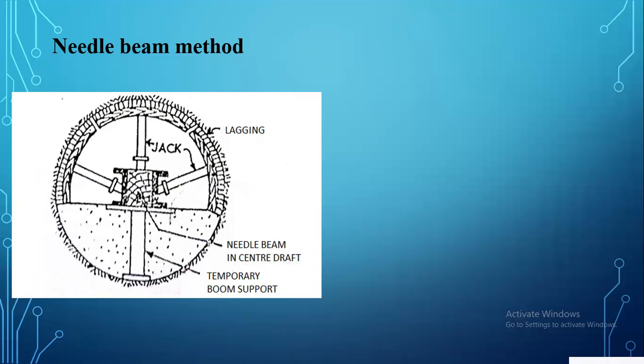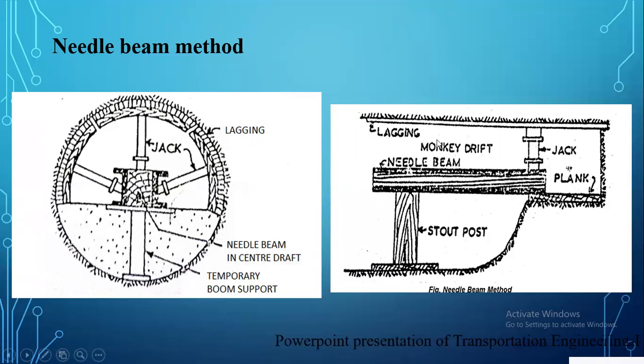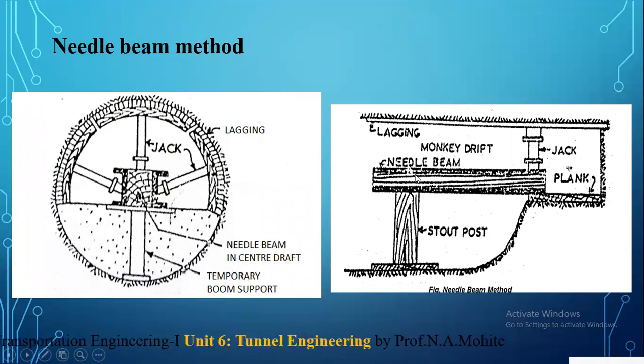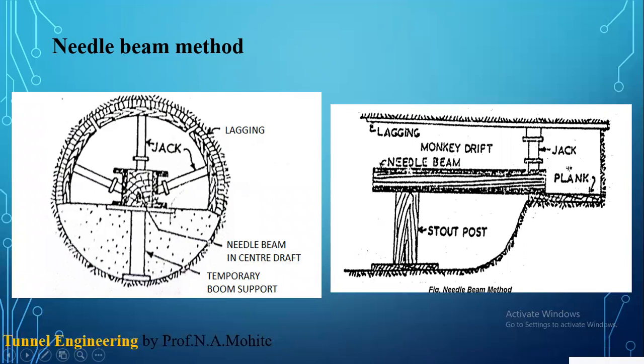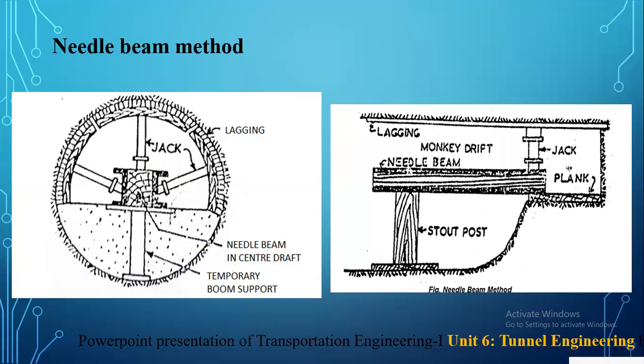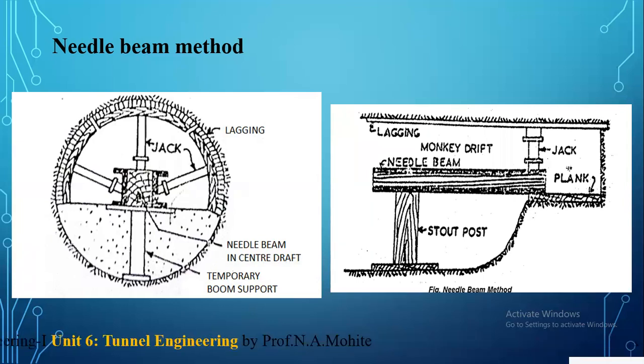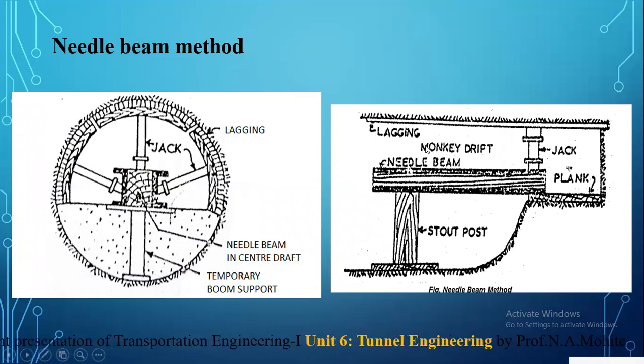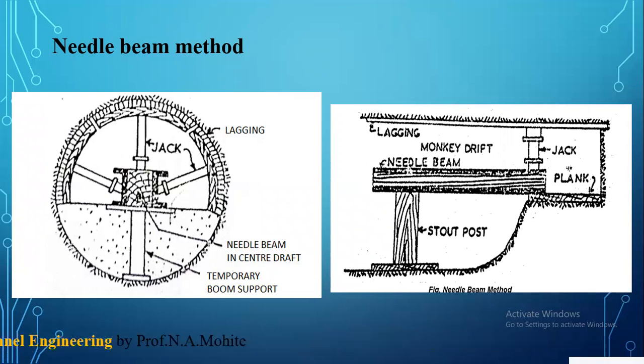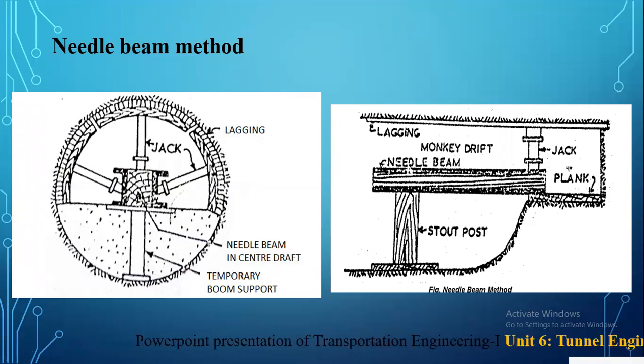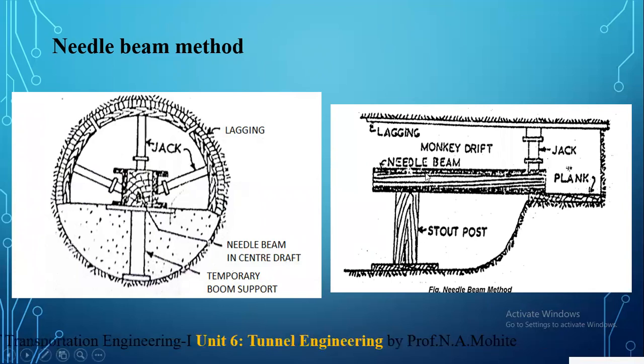Here you can see another sketch of the sequence of working. First of all, a small drift is constructed. A small drift is a small kind of tunnel, a part of the tunnel. It is 1 meter by 1 meter, constructed on the working face of the tunnel, on the top surface. Then the needle beam consists of two girders bolted together with a wooden block. You can see the wooden blocks provided at the center, which is inserted in the drift, and its roof.